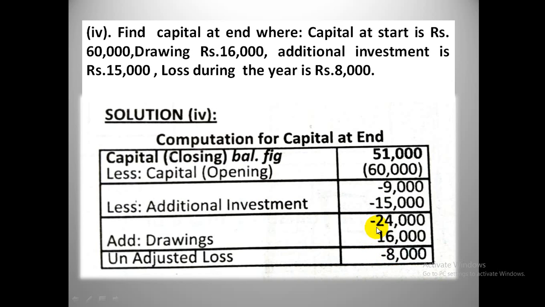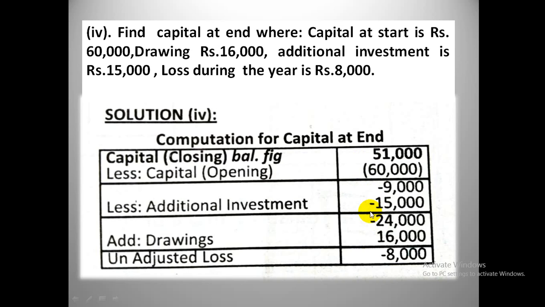Drawings are 16,000. From which amount will you get minus 8? You will subtract 16 to find minus 8. Definitely we are adding back the drawings, plus minus, or you can say we are subtracting the drawings. Minus minus is minus and the answer is in addition, that is minus 24,000. Then you will subtract your additional investment and finally you will reach this amount. You know the capital closing and the capital opening are to be settled for finding out this amount, and this is how we find out the missing figure which is given to us.